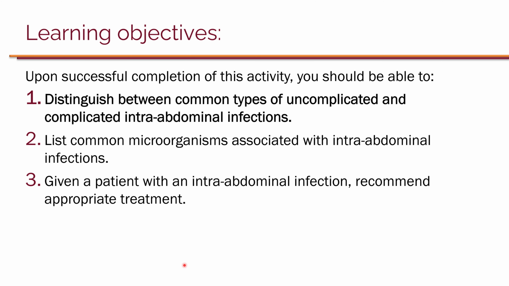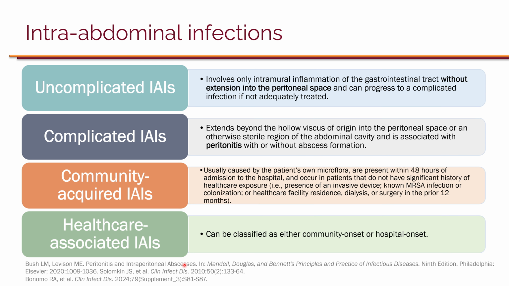The first learning objective is to distinguish between common types of uncomplicated and complicated intra-abdominal infections. Let's look at some definitions. So uncomplicated intra-abdominal infection involves only intramural inflammation of the gastrointestinal tract without extension into the peritoneal space. And so this is essentially localized at specific organs. So let's say the liver or the colon or some of those organs, without extension into the peritoneal space.